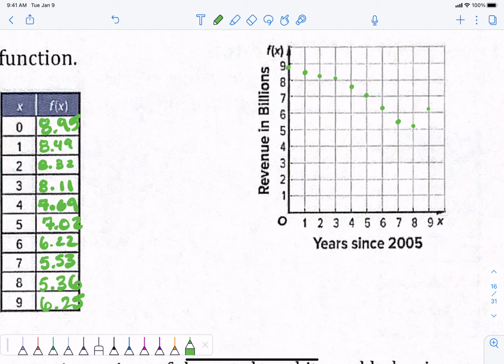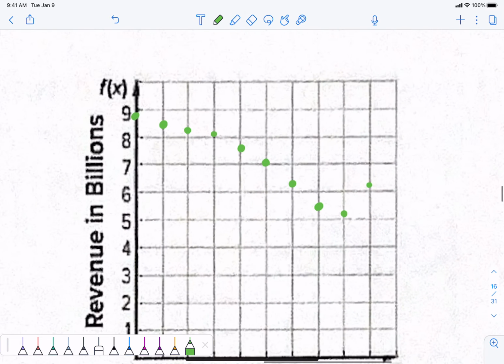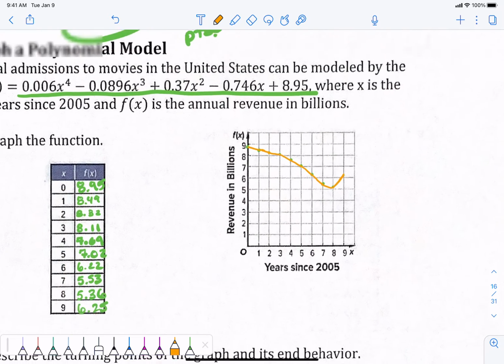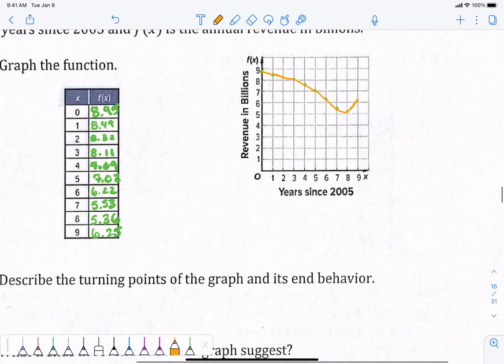How are you graphing this so fast? I don't know. Because I'm fast. Something like this. There we go. Something like that. Okay, good.